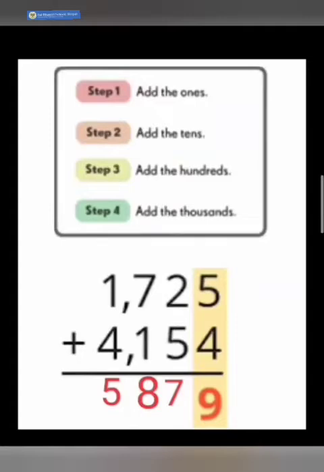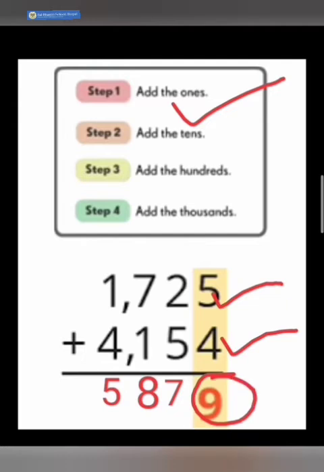Look at this question, children. First, we will add the numbers given in the ones place. 5 and 4, it gives you a 9. Step number 2, add the numbers given in the tens place. 2 and 5, it gives you a 7.